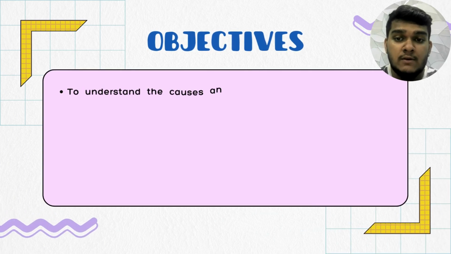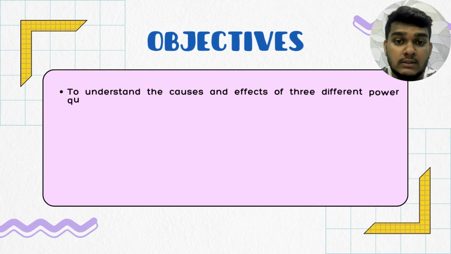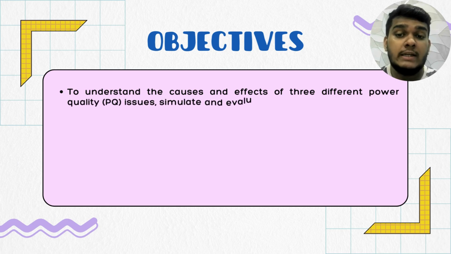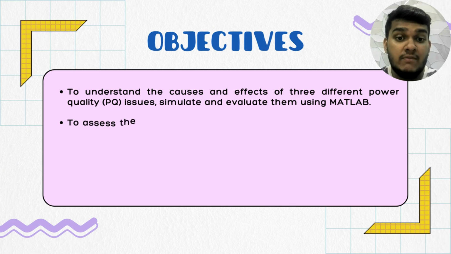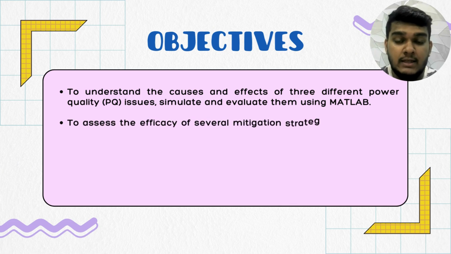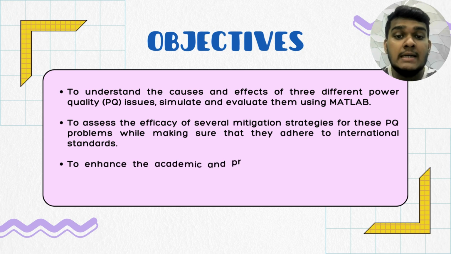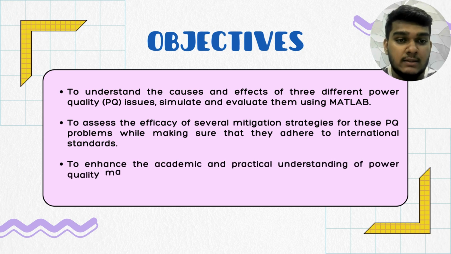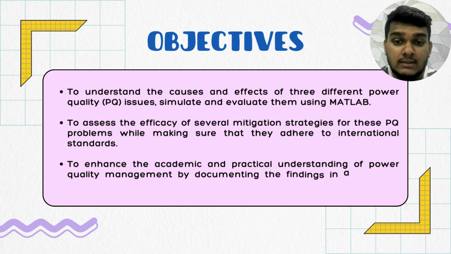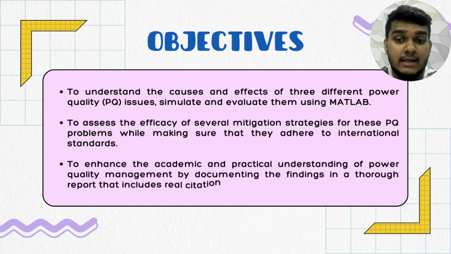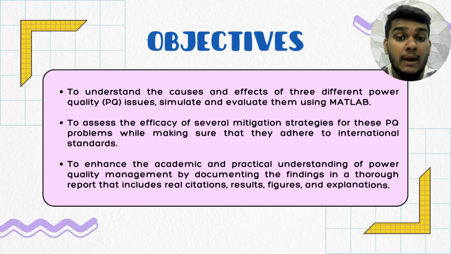Next, the objectives. Firstly, to understand the causes and effects of three different power quality issues and simulate and evaluate them using MATLAB. Secondly, to assess the efficacy of several mitigation strategies for these PQ problems while making sure that they adhere to international standards. Lastly, to enhance the academic and practical understanding of power quality management by documenting the findings in a thorough report that includes real citations, results, figures, and explanations.